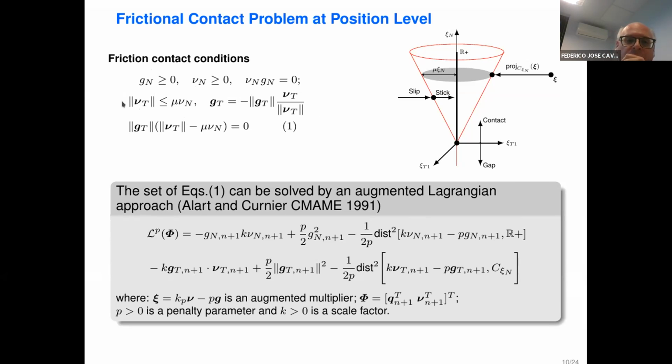So the regularization of this frictional contact condition is solved by an augmented Lagrangian approach, as Alart and Curnier proposed in quasi-static problems. So we take this idea and we include this augmented Lagrangian at position level, taking into account the friction problem.